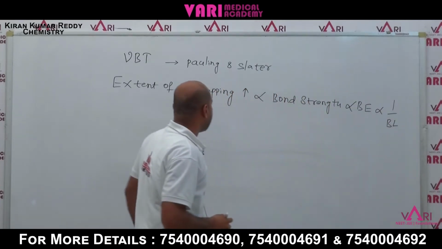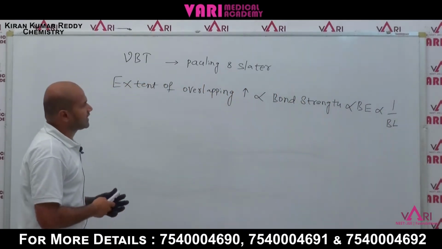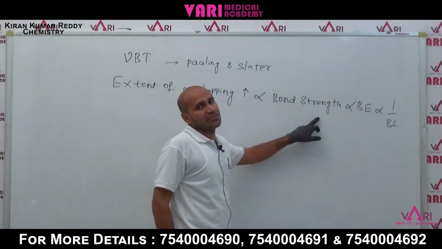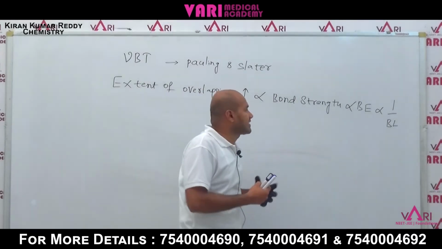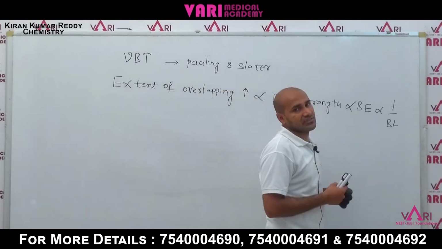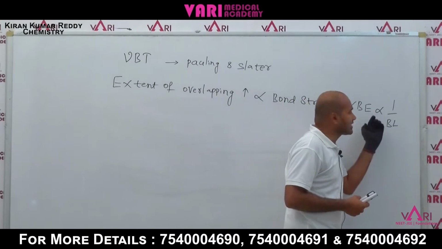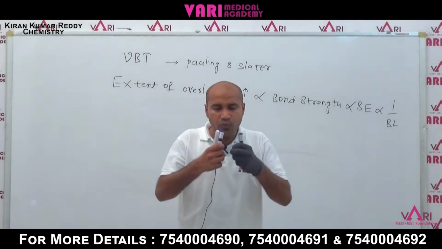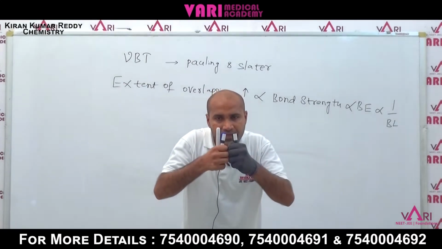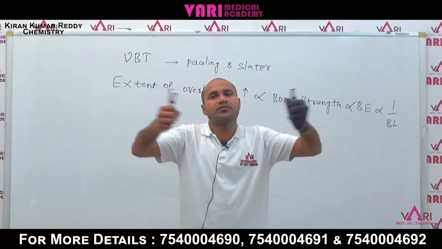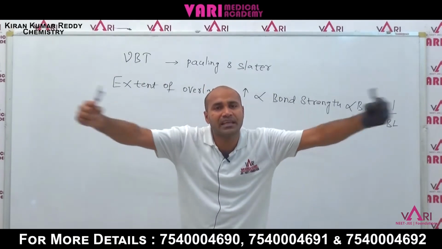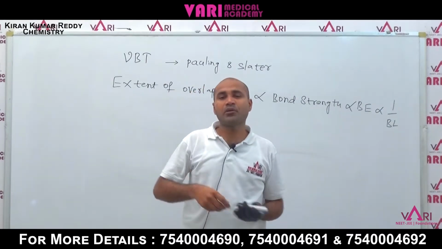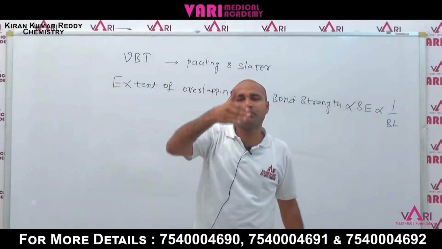Remember this one. Extent of overlapping is directly proportional to bond strength. When bond strength increases, bond energy increases. When bond energy increases, bond length decreases. Because bond energy means if two atoms are very near, there is more bond energy. If these two atoms are very far away from each other, there is more bond length. If more bond length, you can break the bond easily; less energy is required to break the bond.